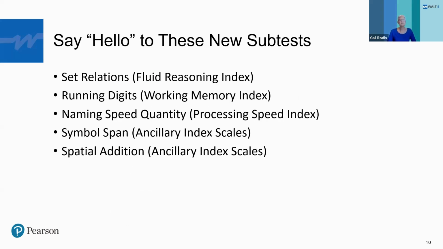And you can say hello to some new subtests. We're not going to go over these in detail today, but if you go to our web page for WAIS, you will see that we did a whole webinar on these new subtests, and you can learn how to do them, what they measure, and so forth. There's set relations, which contributes to the fluid reasoning index, running digits, a new working memory score, naming speed quantity, there's the one I couldn't find, that contributes to the processing speed index, symbol span, and spatial addition, which contribute only to the ancillary index scales, okay, and also appear on WIMS.